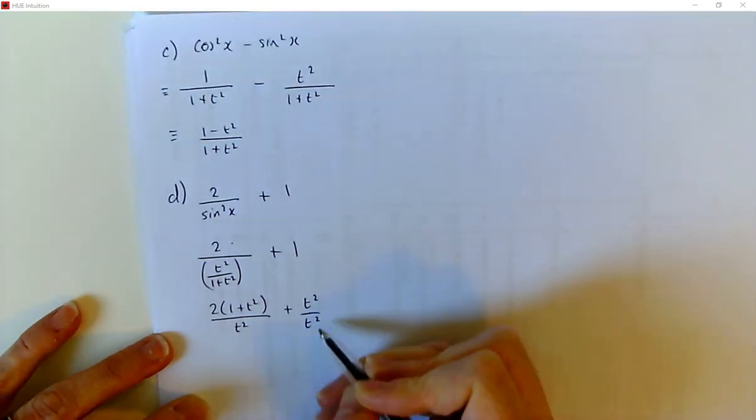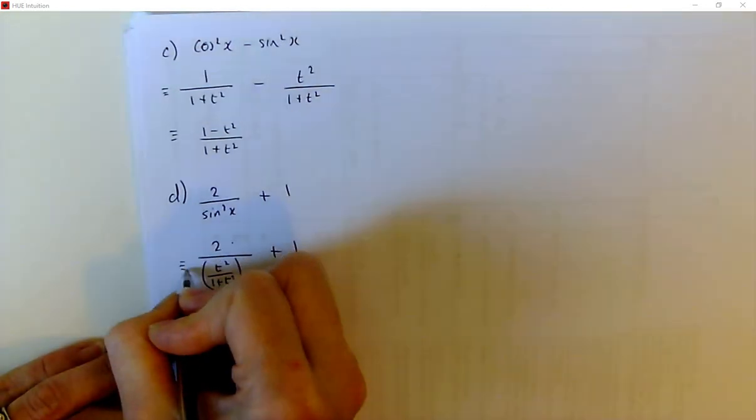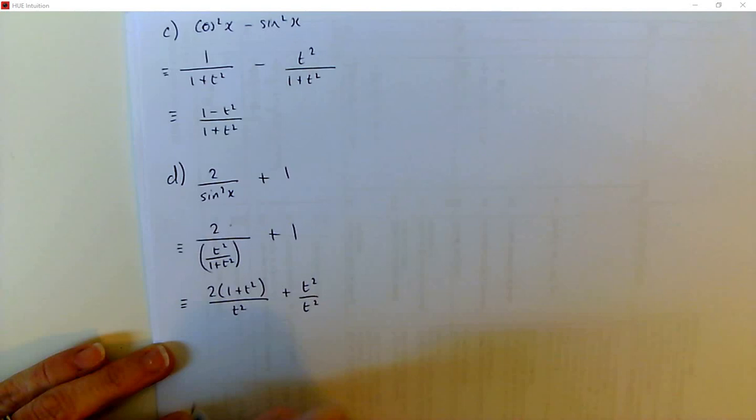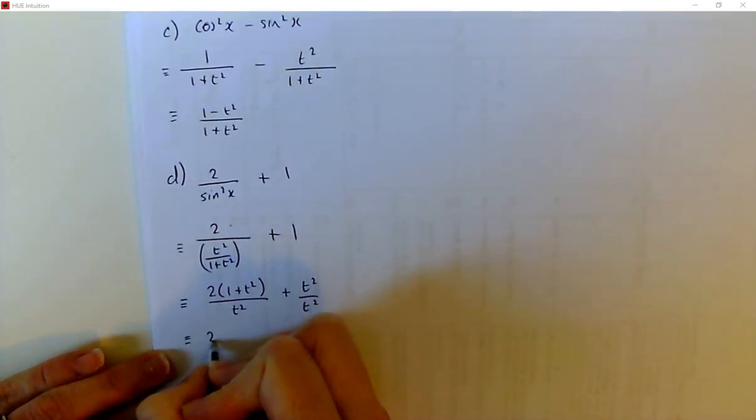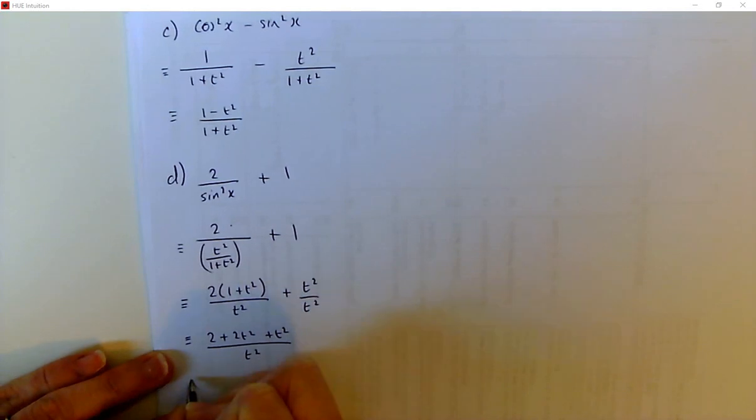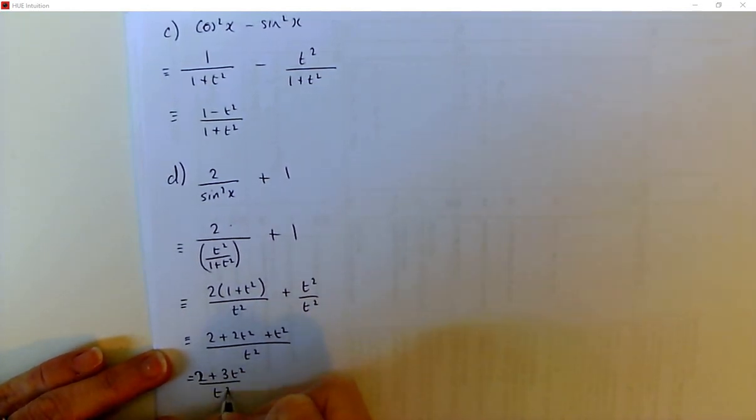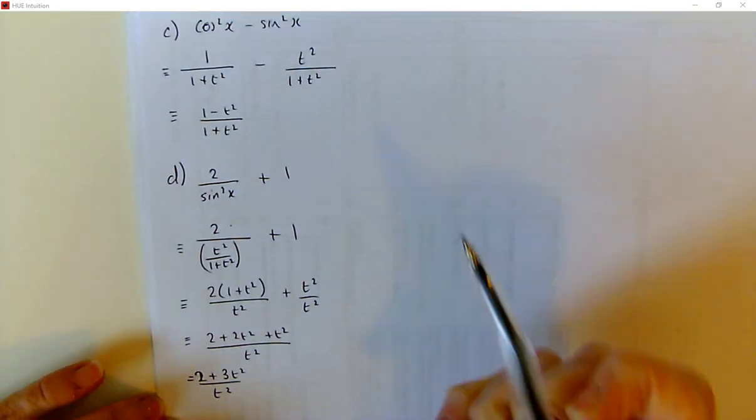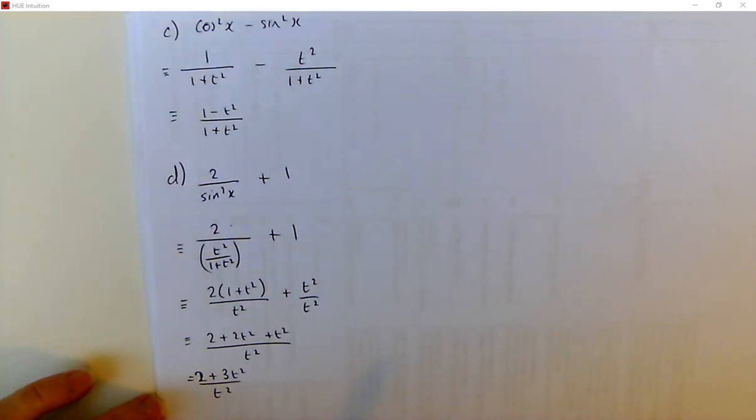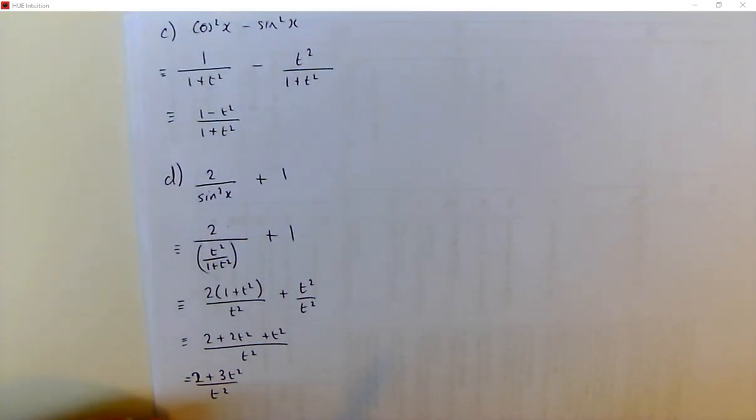T squared is equivalent to 1. Just going to connect it with my equivalents, and then just expand and tidy. And that's it. So really C and D follow from A and B, and A and B I prefer using a right angle triangle for, but you can use the identities with a lot of rearranging.